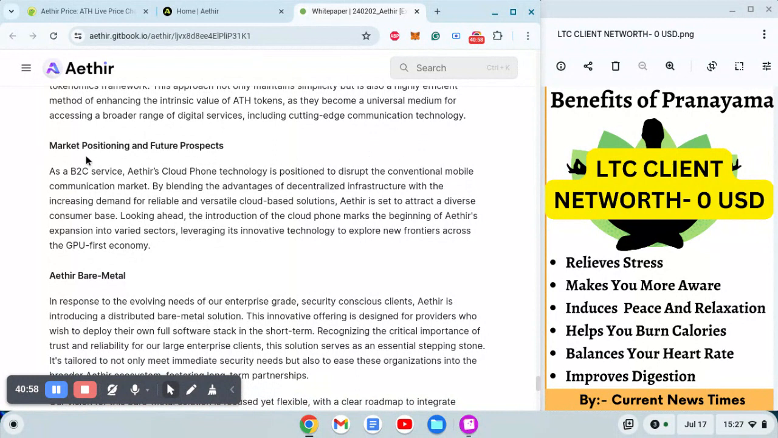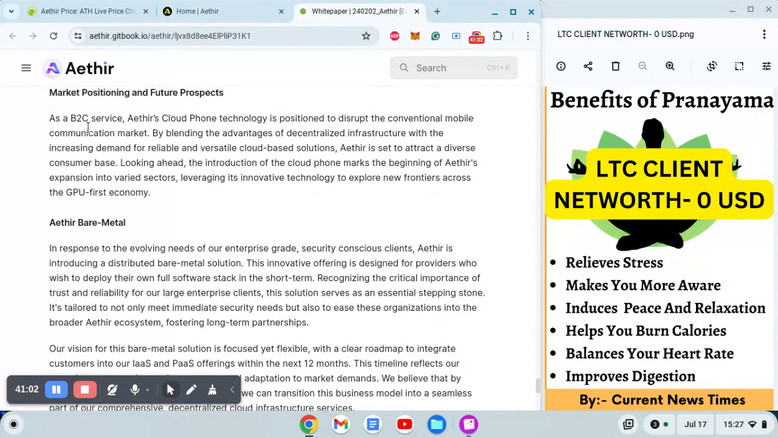So yeah, let's move forward. Market positioning and future prospects. As a B2C service, Aether's cloud phone technology is positioned to disrupt the conventional mobile communication market by blending the advantages of decentralized infrastructure with the increasing demand for reliable and versatile cloud-based solutions. Aether is set to attract a diverse consumer base.